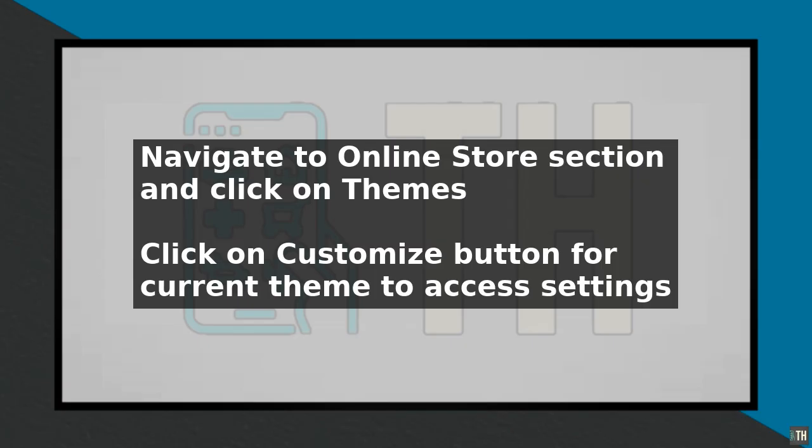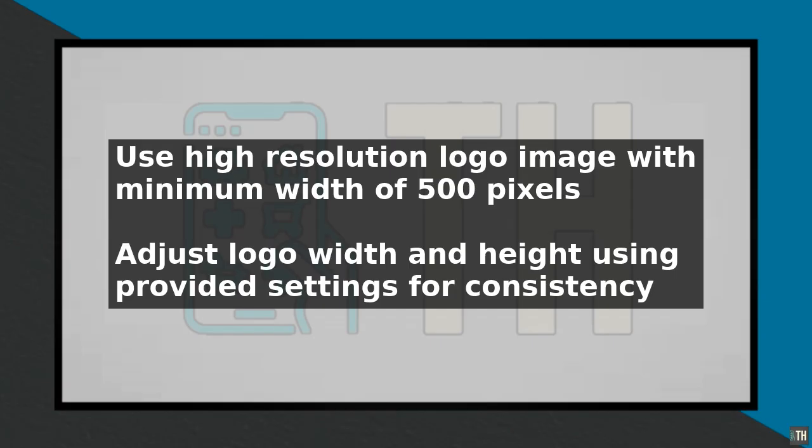Next, click on the Select Image button to upload your logo. Once uploaded, you can adjust the logo's width and height using the settings provided. Make sure to check the box that says use the same logo for both desktop and mobile to ensure consistency across devices. It is also important to consider the aspect ratio of your logo.